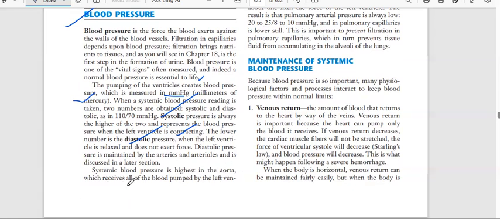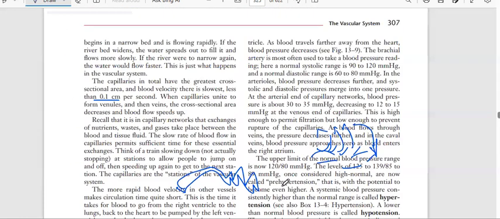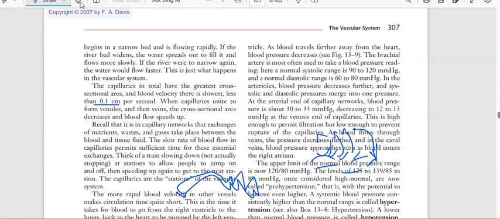It receives all of the blood pumped by the left ventricle, and as blood travels further away from the heart, from the aorta to other parts of the body, blood pressure decreases. I told you the brachial artery is most often used to take blood pressure readings. Here, a normal systolic reading is 90 to 120, and normal diastolic is 60 to 80.